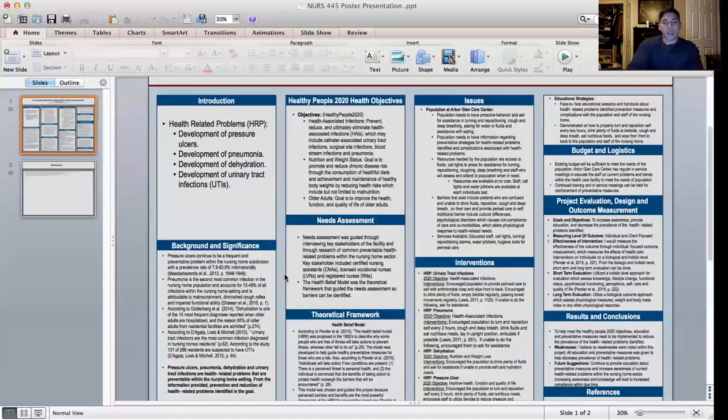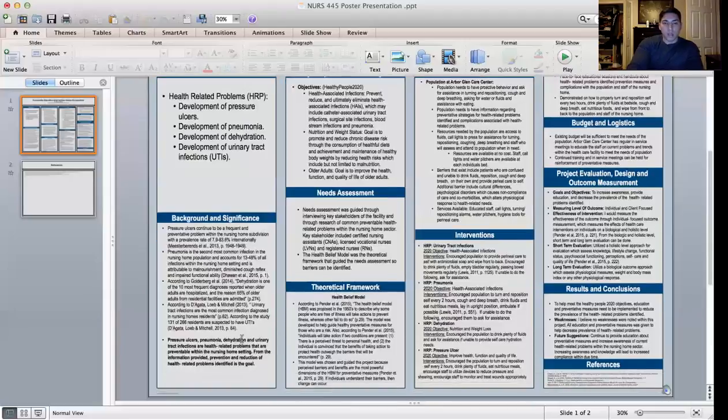And so a little background on the health belief model. The health belief model was proposed in the 1950s to describe why some people who are free of illness will take actions to prevent illness, whereas others fail to do so. The model was developed to help guide healthy preventative measures for those who are at risk. Also, individuals will take action if two conditions are present. The first is that there has to be a perceived threat to personal health, and the second is that the individual is convinced that the benefits of taking action to protect health outweigh the barriers that will be encountered.